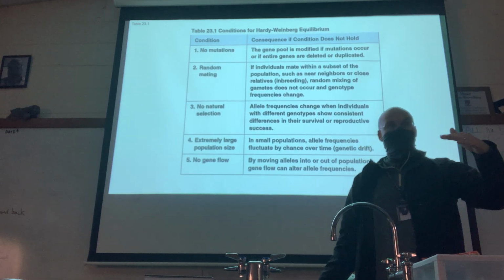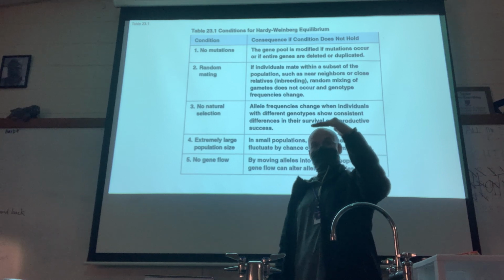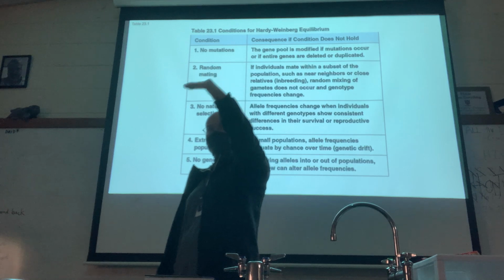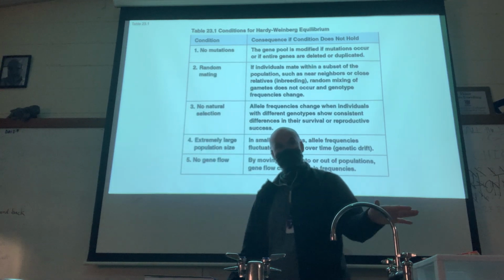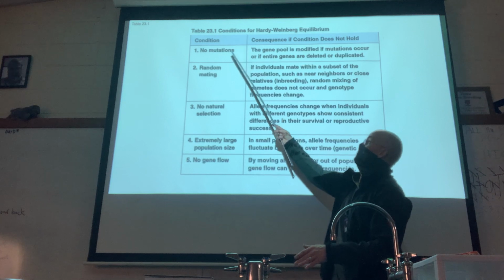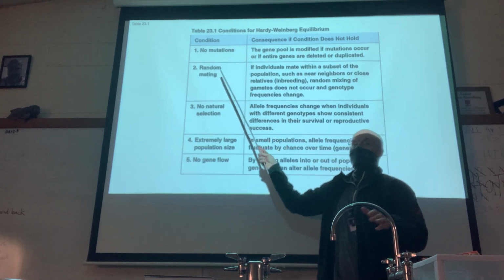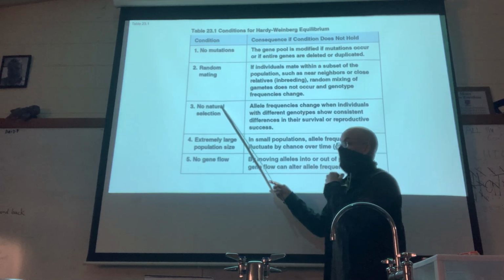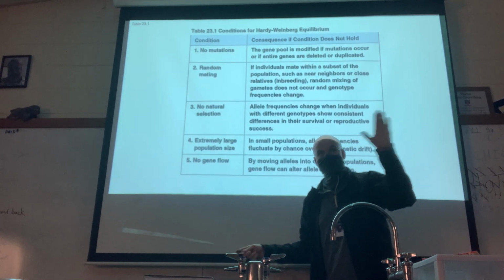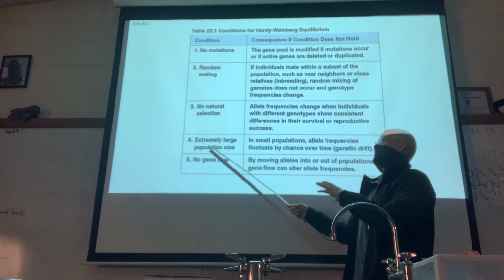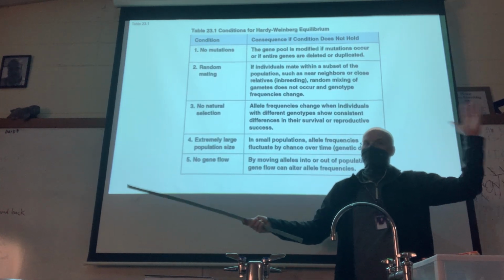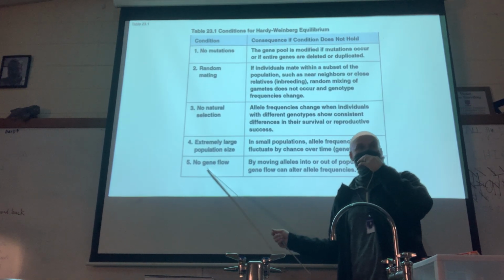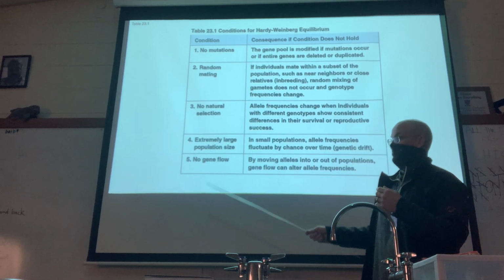You will maintain a static, stable gene frequency from one generation to the next, meaning no evolution is occurring, if there's no mutations, if mating is completely a random affair, if the environment is not selecting for or against certain traits, if the population is big enough, I don't know what the critical value would be, and if there's no genes entering or leaving through migration, which we'll talk about gene flow in a little bit.